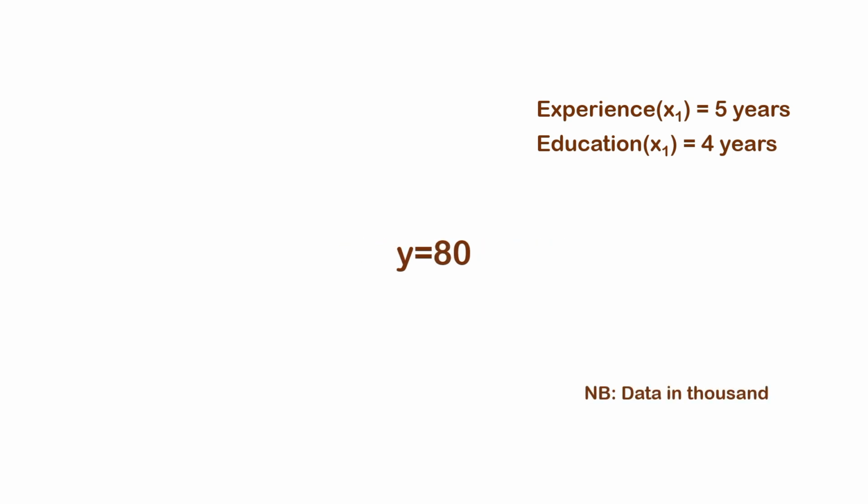So we can conclude that multiple linear regression is a statistical method used to study the relationship between one dependent variable and two or more independent variables.